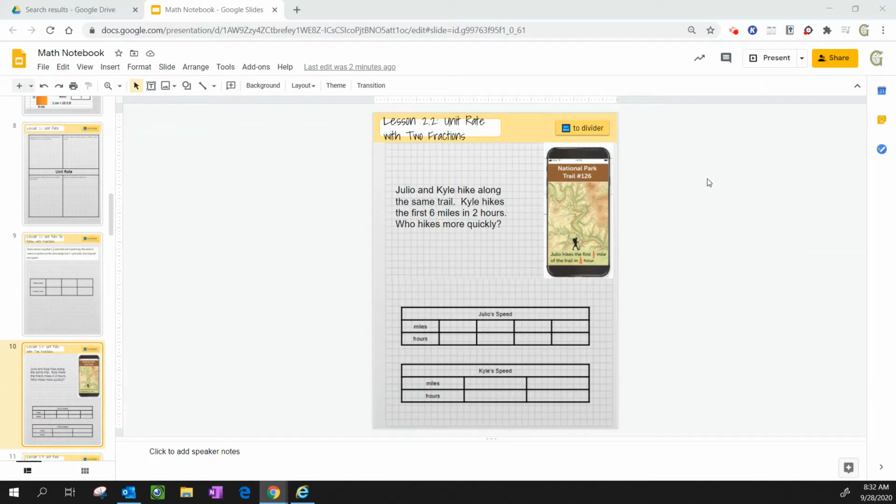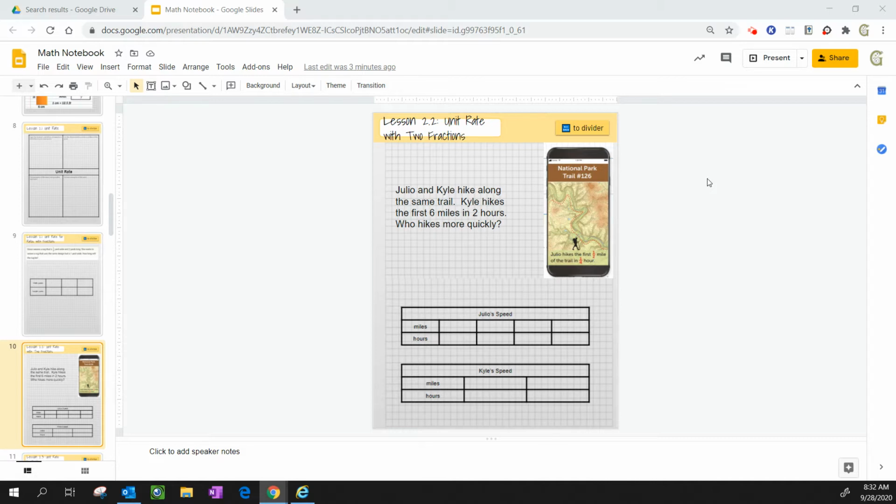All right, ladies and gentlemen. So today we're going to look at what happens when you have a unit rate with a problem that involves two fractions. I know I've said this before, but I'll keep saying it again. Fractions are just another kind of number. They're just in between numbers. So the same kind of things we do with whole numbers are the same things that we can do with fractions. So in this case, we want to compare the hiking speed of these two people, Julio and Kyle.